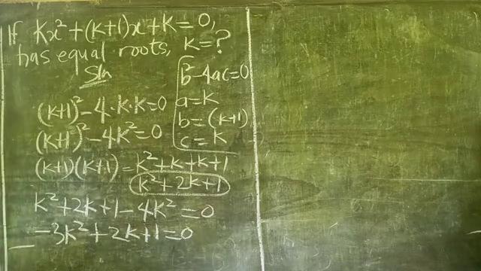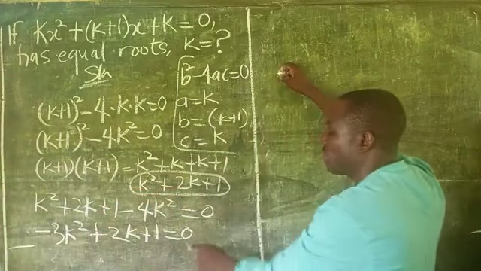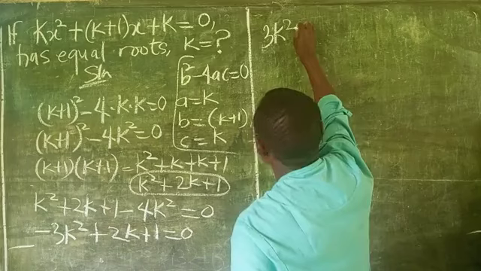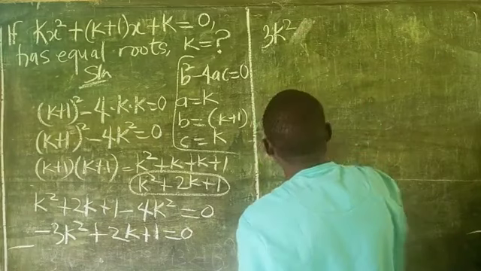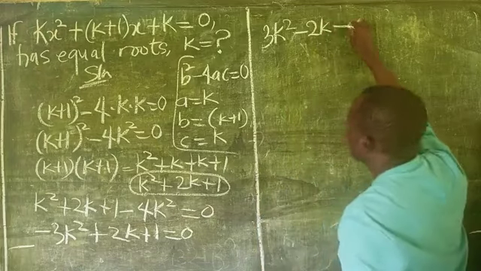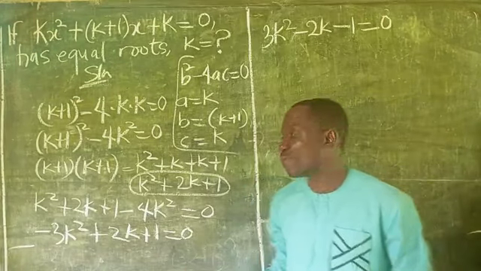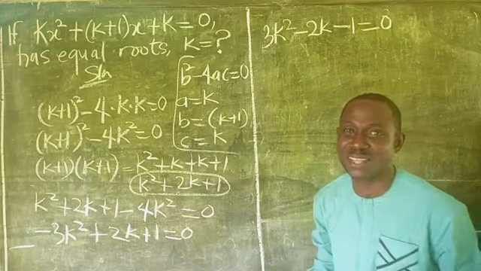Now, the quadratic equation is taking a very beautiful shape already. So what we do is multiply through by minus 1 to remove this negative sign. If we do that, the equation becomes 3k squared minus 2k minus 1 equal to 0. At this junction, you need to be very careful how you manipulate your plus and minus. They are very essential. When you mix them up, you get a different answer entirely.